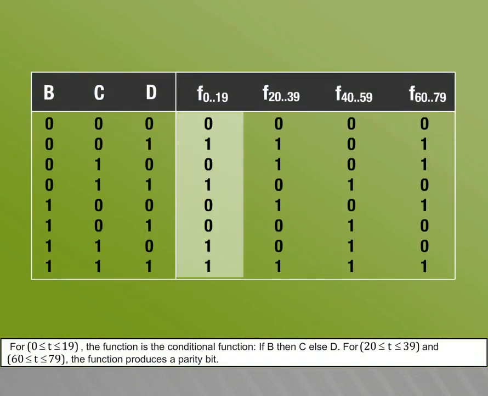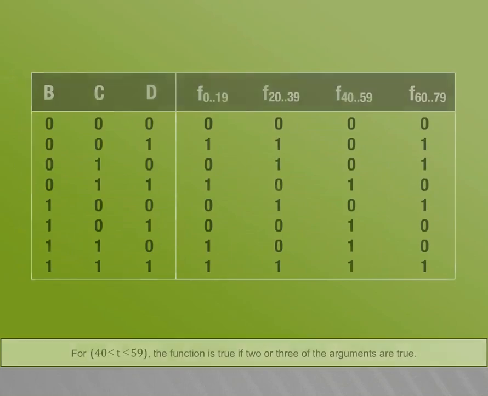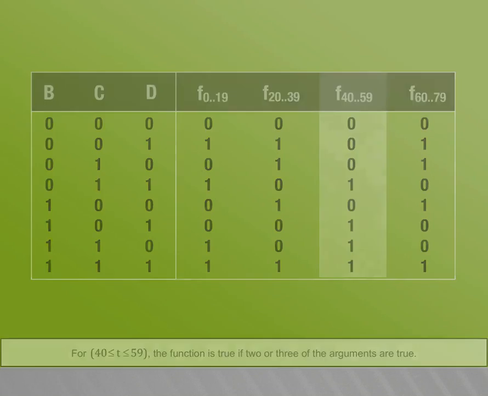For 0 less than or equal to t less than or equal to 19, the function is the conditional function: if B then C else D. For 20 less than or equal to t less than or equal to 39 and 60 less than or equal to t less than or equal to 79, the function produces a parity bit. For 40 less than or equal to t less than or equal to 59, the function is true if 2 or 3 of the arguments are true.